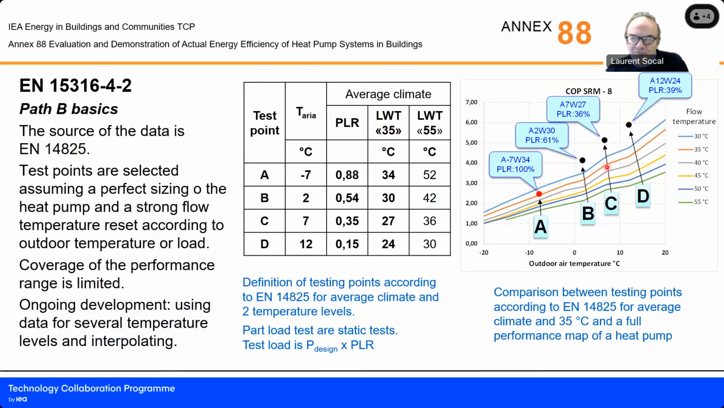And if you compare with the performance map before, you can see that the testing points are really positioned on an ideally sized and very well controlled system going down at very low temperature. Even the 55, for example, you go down to 30 degrees leaving water temperature. So you could question, is this representative if you are operating on this part of the performance diagram?